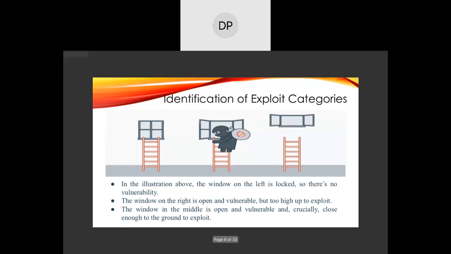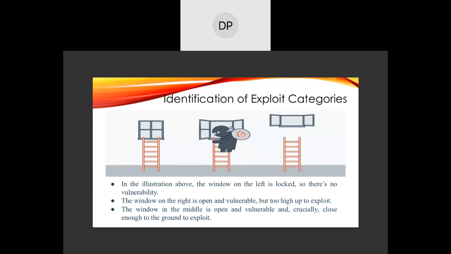So see, this is a window, but it is closed, so it is not a vulnerability. This is a window, it is open, and it is accessible to the hacker. That means the hacker can exploit it. Okay, then this is a vulnerability and the hacker is exploiting it. This is also a window, and it is open, but it is not accessible by the ladder.